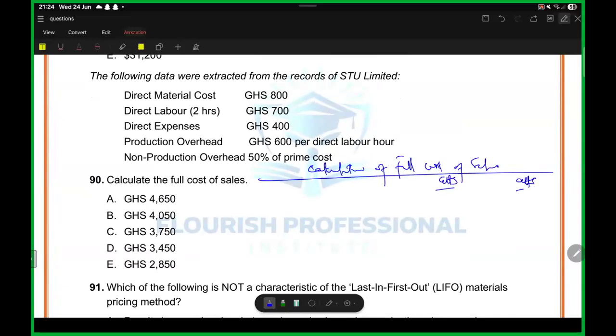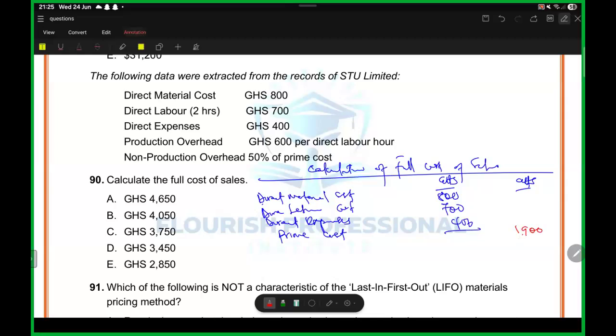So very, very simple. We have our direct material cost, 800 Ghana cedis. Direct labor is given to us, 700. We have direct expenses. When I add all these direct aspects of them, I'm going to get a total prime cost. So the prime cost is what? 800 and 800, 400 is 1,002 plus 7 is 1,009.